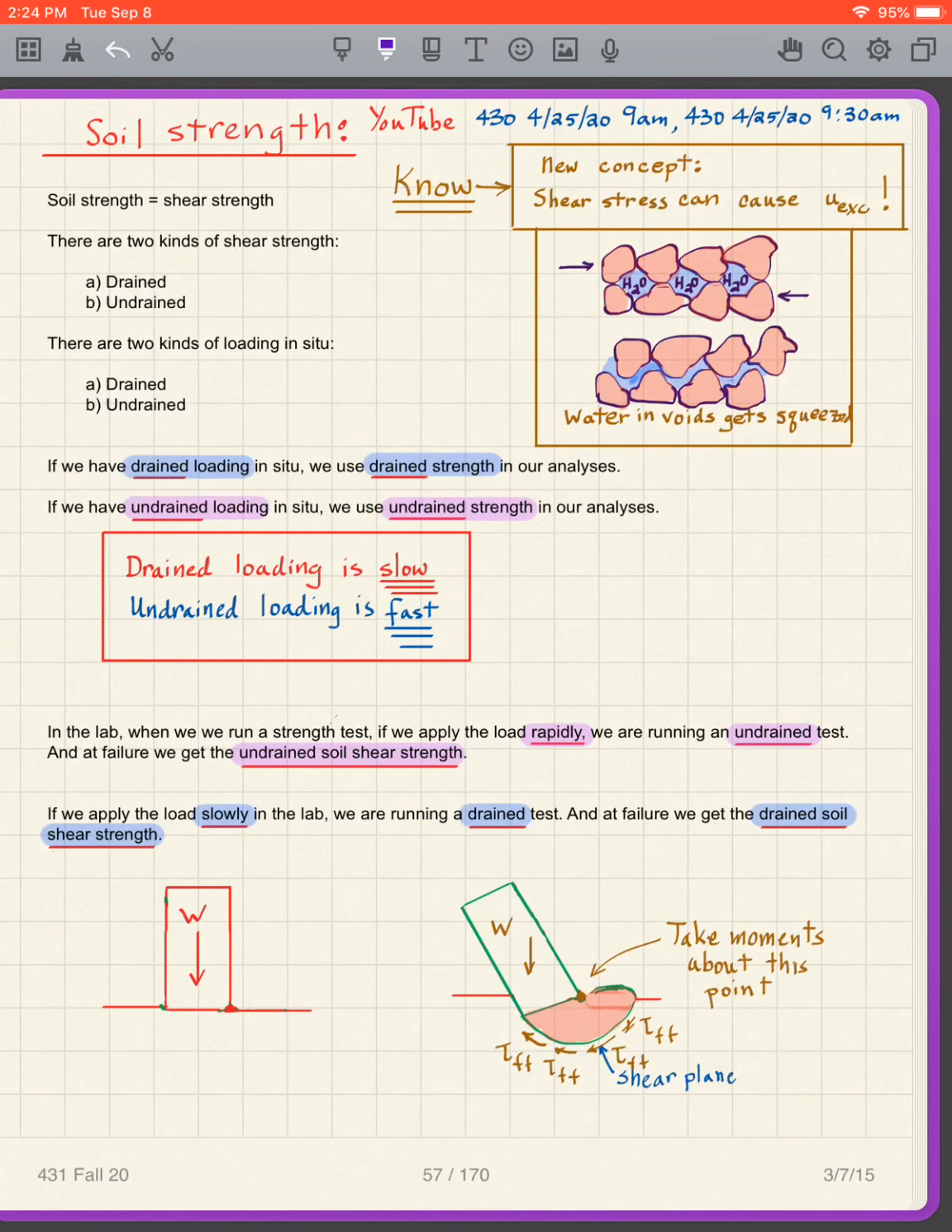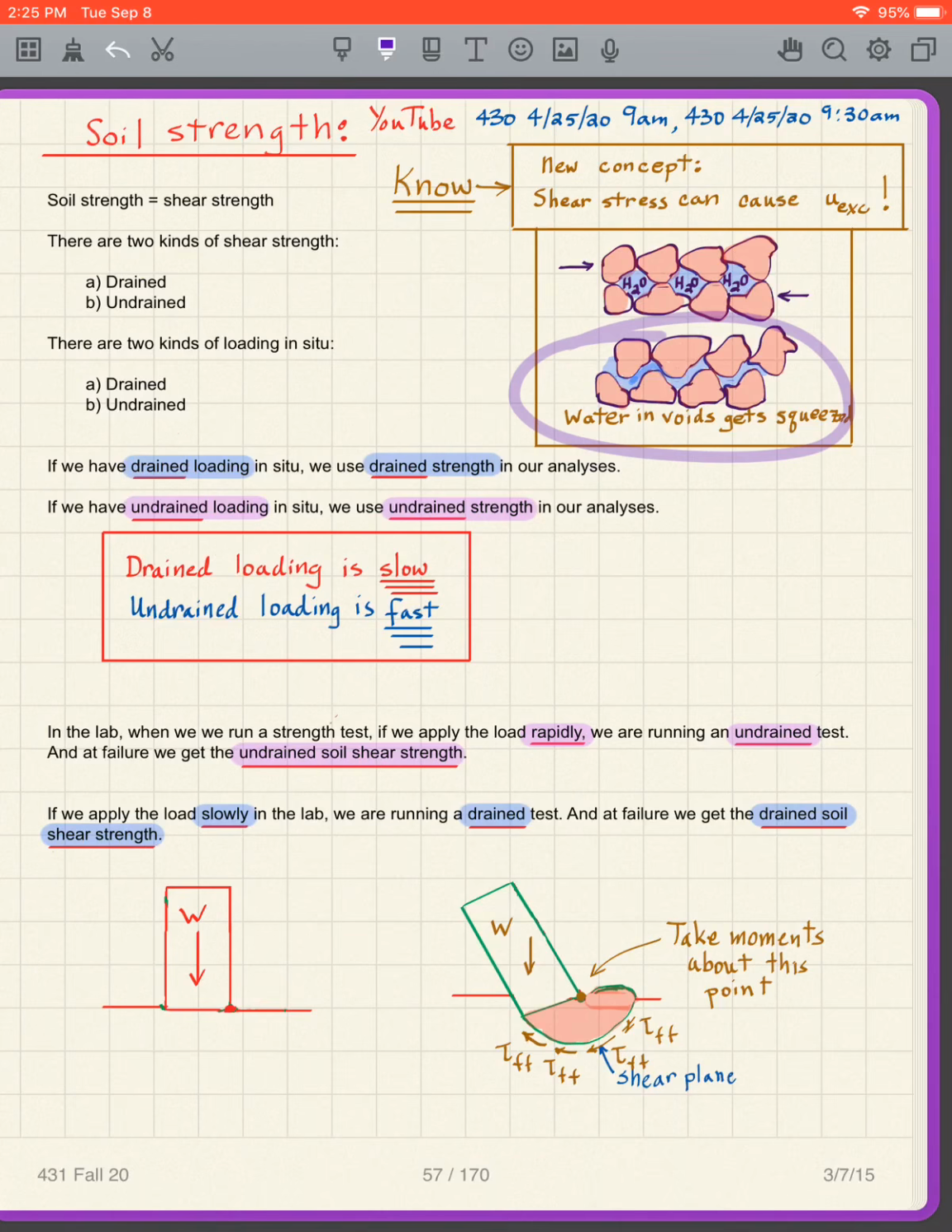We use these words drained and undrained, and I'm just going to tell you up front that drained loading is slow loading. Undrained loading is fast loading. Now, when I say drained and undrained, what happens is that in this situation, when the water gets pressurized due to the particles moving into those voids, well, if the water is pressurized, it wants to go somewhere. It wants to go where the pressure is low. And the amount of time that it takes for that pressurized water to go to a new space where the pressure is low is critical.